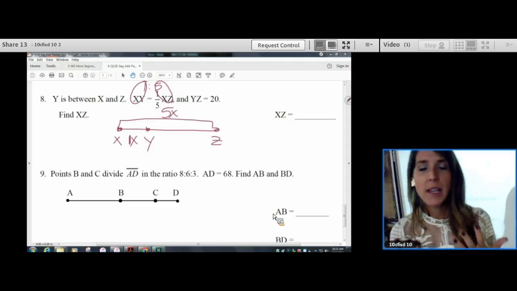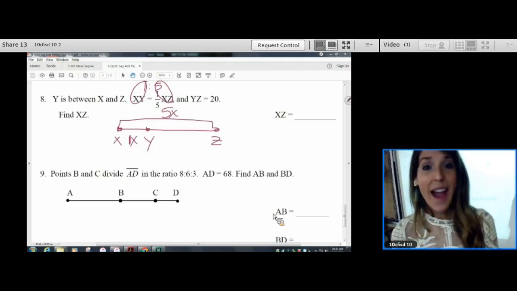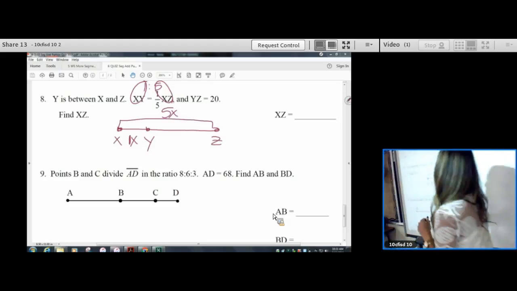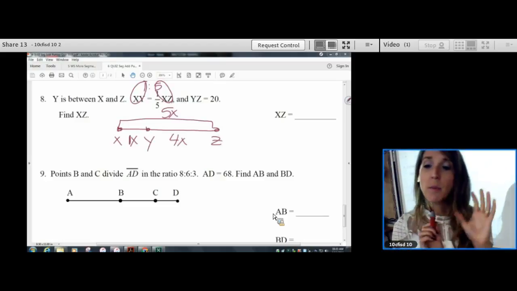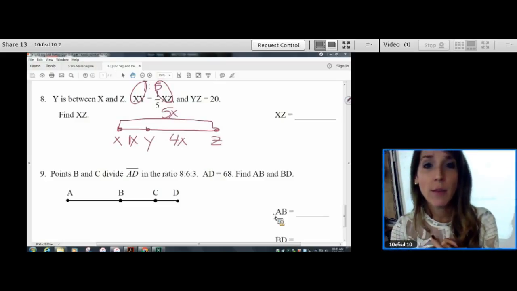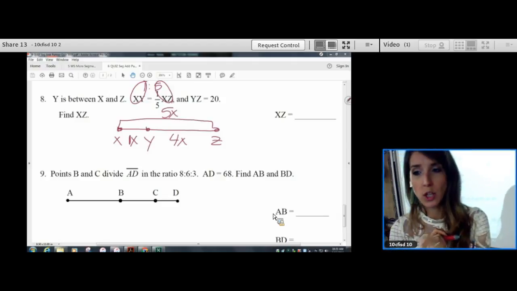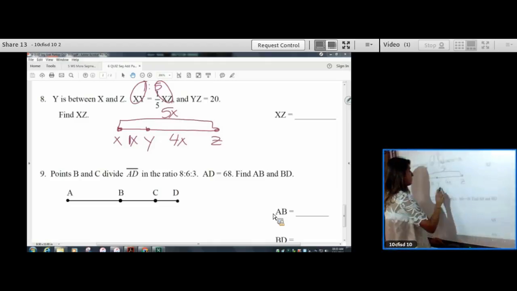How could we represent YZ? If the whole segment is 5 parts and I've given 1 part away to XY, how many parts are left for YZ? 5 minus 1. So YZ gets 4 parts. So if you compare XY to the whole, it's a 1:5 ratio. If you compare XY to the other part, it's a 1:4 ratio. 1 plus 4 is 5. Anyway, YZ is 20.